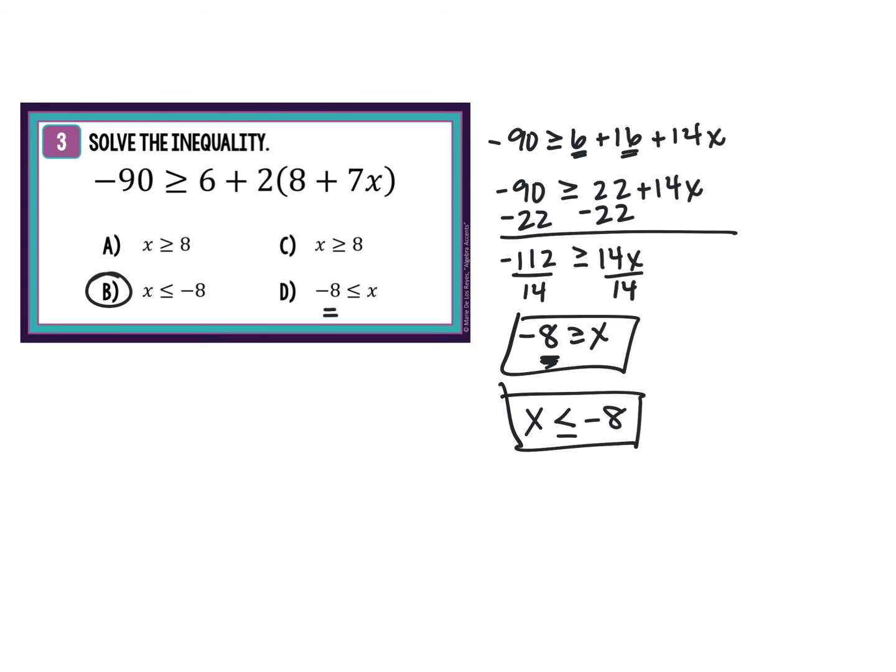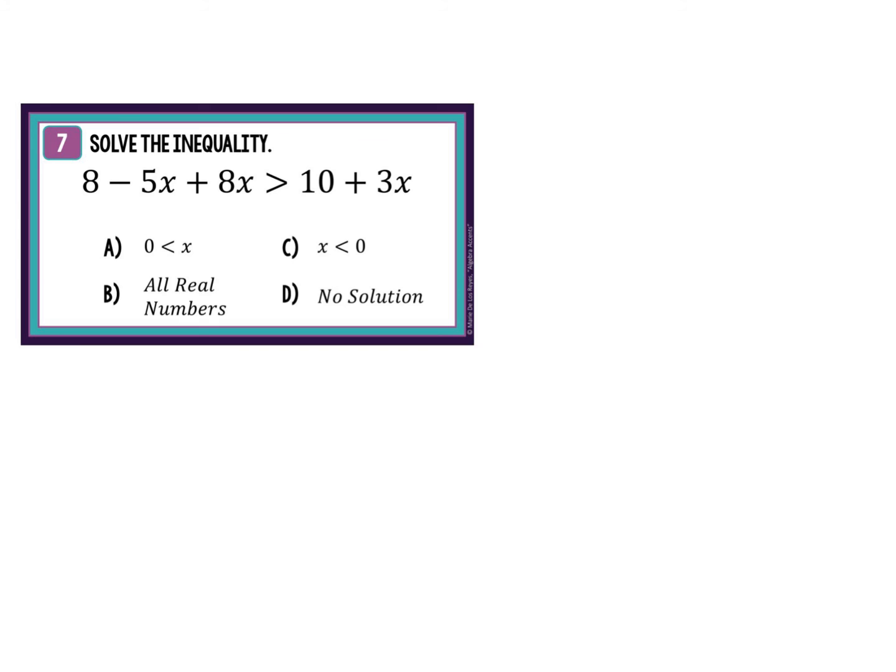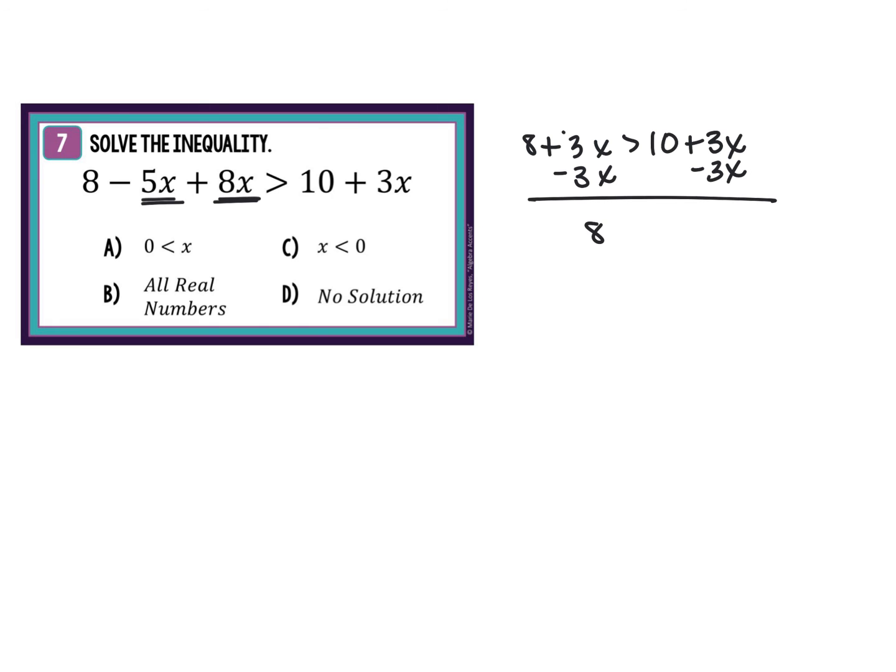And next up we have 7. And 7 just shows you what happens if your x terms disappear. So here I'm going to combine my like terms. So I'll have 8 plus 3x is greater than 10 plus 3x. So then I'm going to think of moving this x term over. And I get 8, the x's are gone, is greater than, and again, the x's are gone, 10.